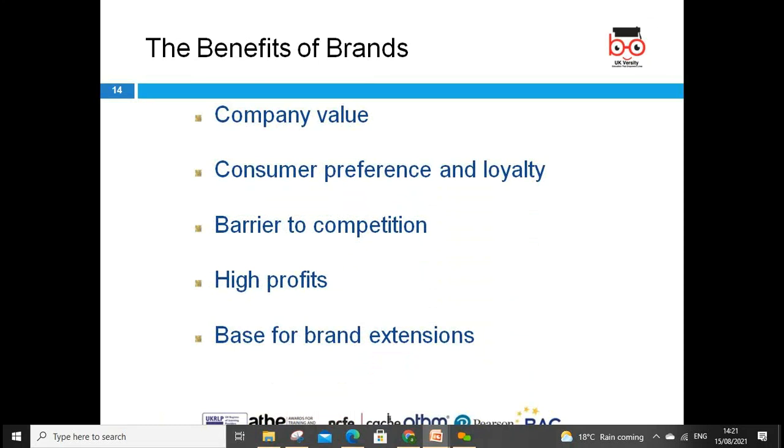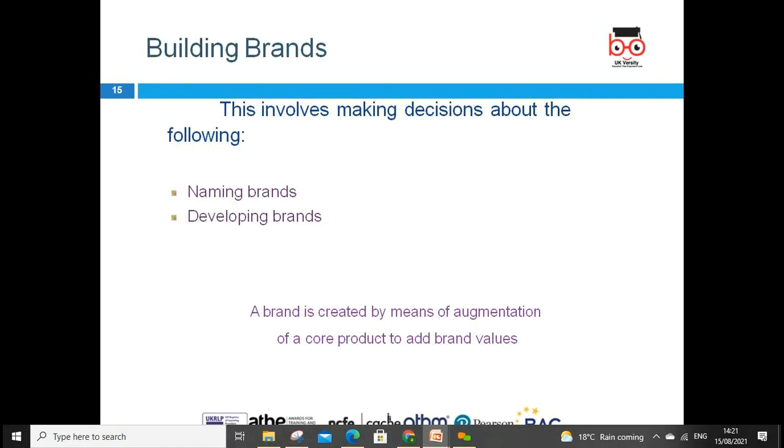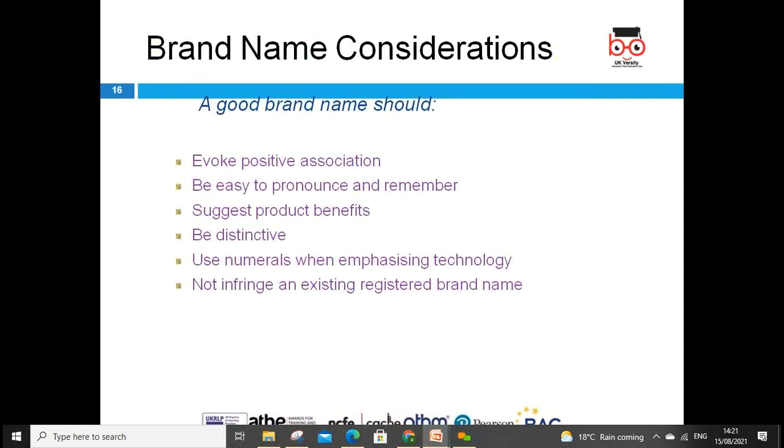Okay, the benefits of a brand: company value, consumer preference and loyalty, barrier to competition, high profit, and a base for brand extension. If we don't give the name, it doesn't create company value. Building a brand involves making decisions about naming and development of the brand, and the brand is created by augmenting the core product and adding value.